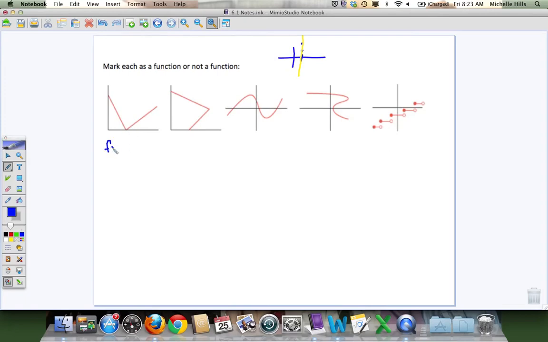So this first one is a function, and it passes the vertical line test. Because there is nowhere on that graph that I could draw a vertical line that's going to hit that red function, or that red relation, in more than one place. This one's not a function though, because I could draw a vertical line here and it hits this relation in two different places. So not a function.